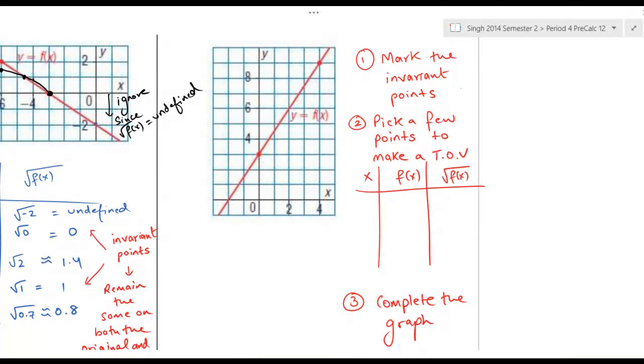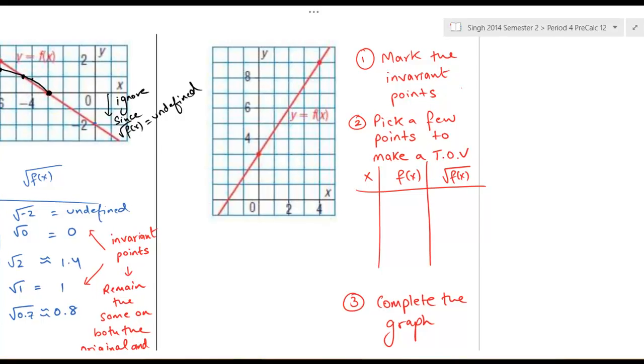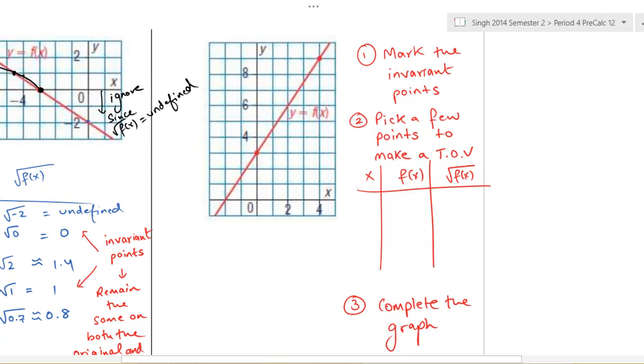So once you've had a chance to try it, this is the way I would like to set it up. Here are the steps I'm going to follow. I'm going to start off by marking some of the invariant points. Once I figured out what the invariant points are, I'm going to write those down. Those points are going to remain the same on both the original graph and my new graph. My second step is going to be pick some other points that are on this original graph and then transform them by taking the square root of those, and then see what they end up looking like. And the final step is going to be completing the graph by connecting the dots.